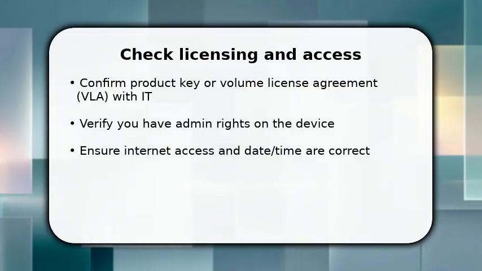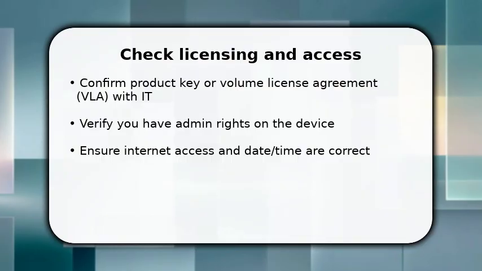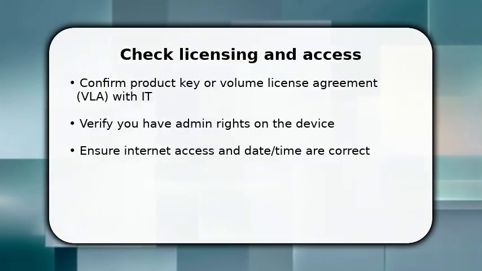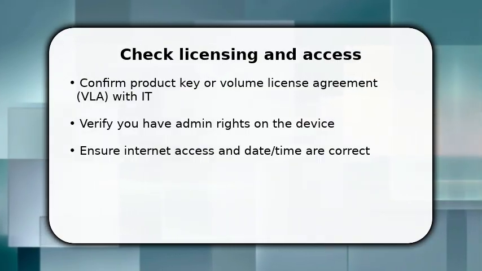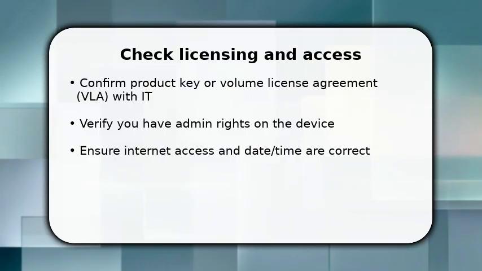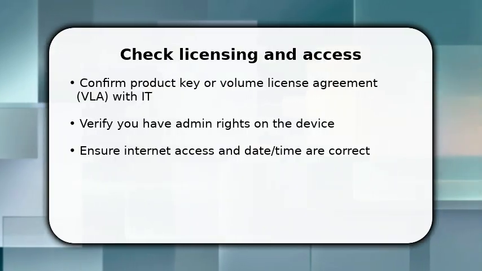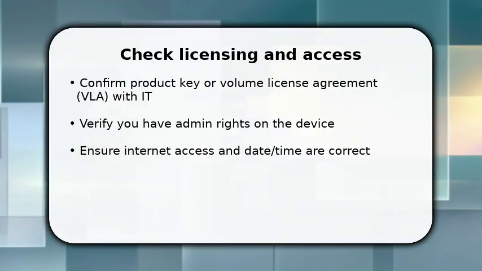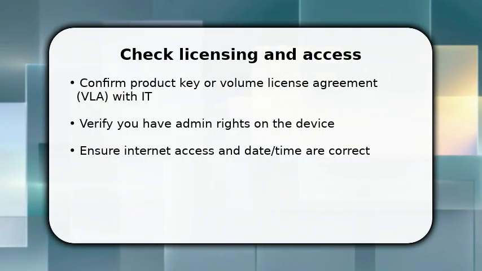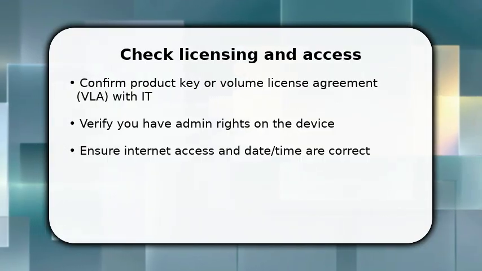You should first confirm you have a legitimate license and permission to activate Office. Contact your IT or licensing contact to obtain the proper product key or volume license information. Once done, make sure you're using an administrator account on the PC and that date, time, and time zone are correct, because activation checks rely on those.